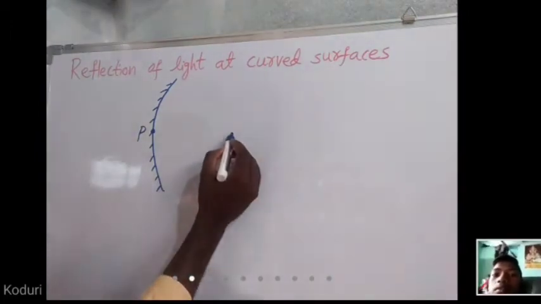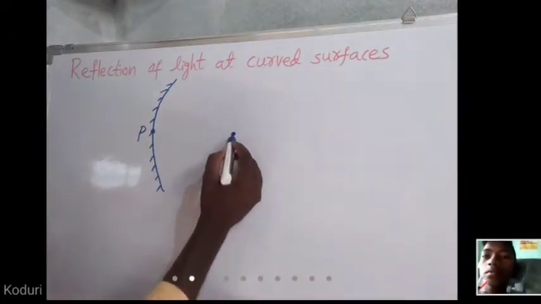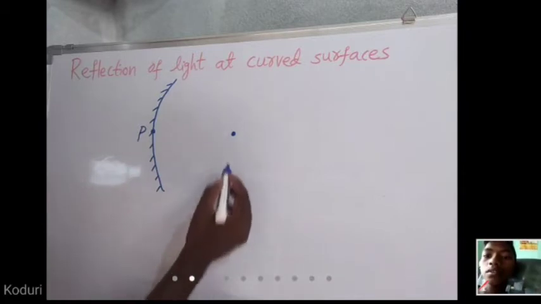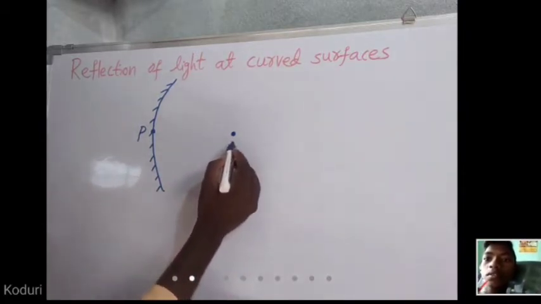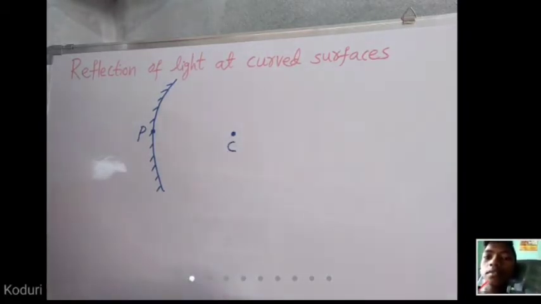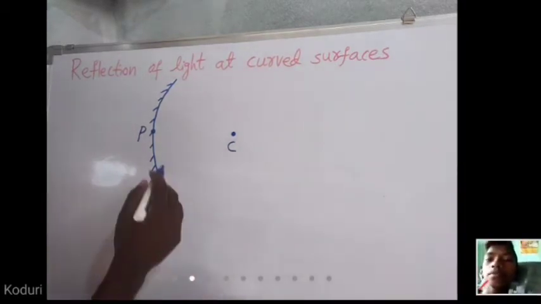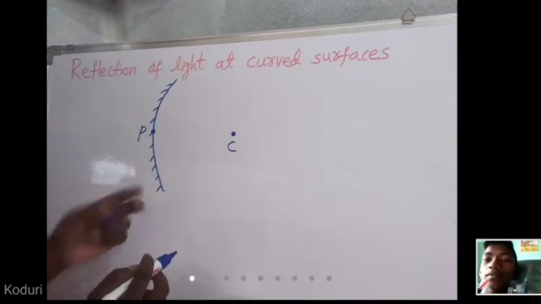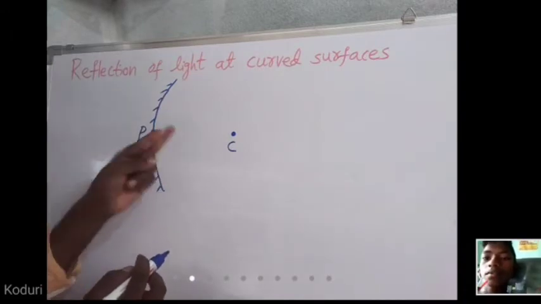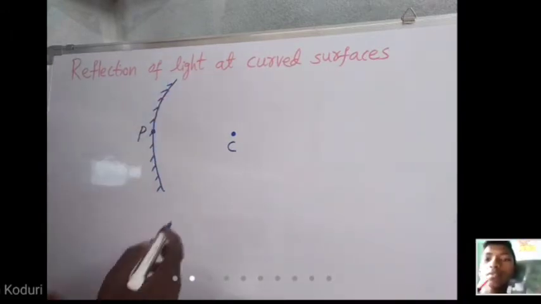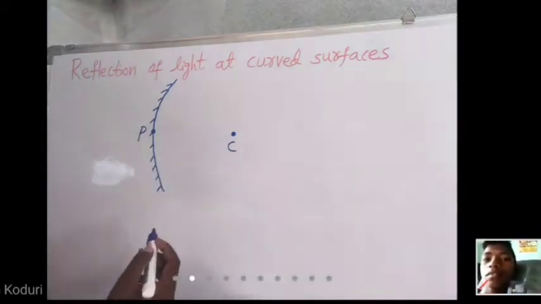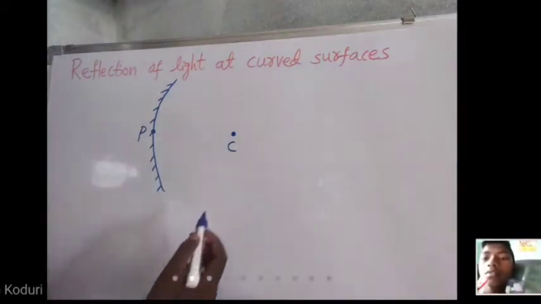And what is this? What is this point? This is center of curvature. What is center of curvature? Center of the sphere in which this mirror is a part. మనం తీసుకున్నటువంటి కాన్కేవ్ మిర్రర్ ఏ స్పియర్ లోని పార్ట్ ఆ స్పియర్ యొక్క సెంటర్ ఏమంటాం మనం సెంటర్ ఆఫ్ కర్వేచర్ అంటాం.